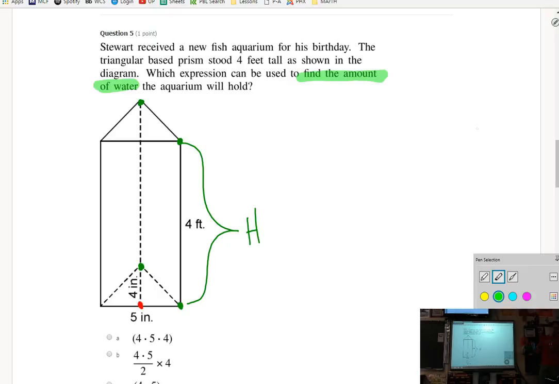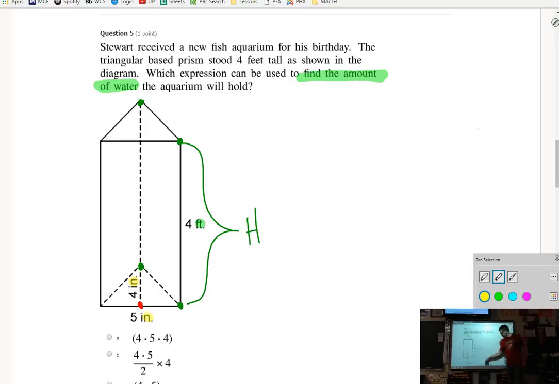Anyone notice anything about the labels on my aquarium that I have here? Well, I feel like the one in the middle right there is not necessary. Ella, thank you for raising your hand. Say that louder. There's different units. There's a height, 4 feet, versus inches. It's always easier to go into the smaller units.